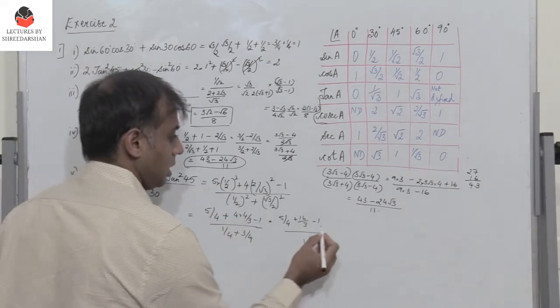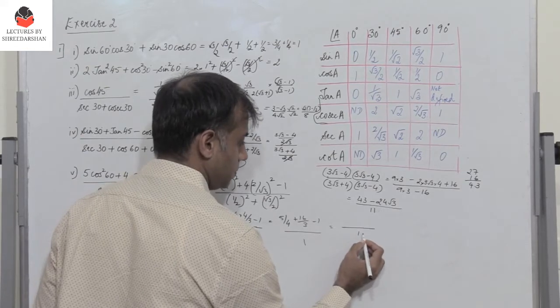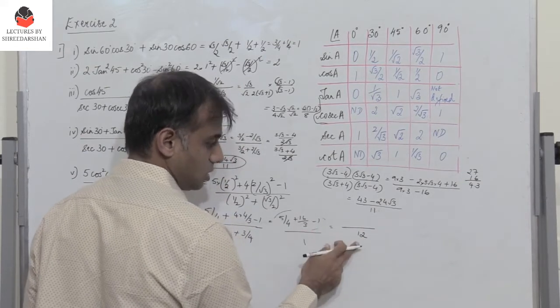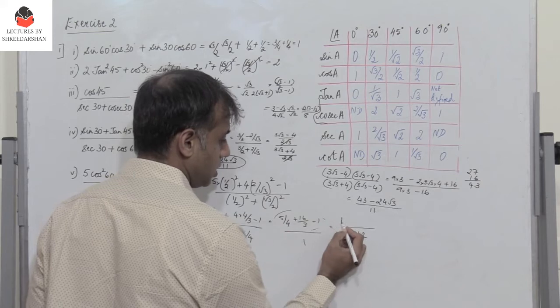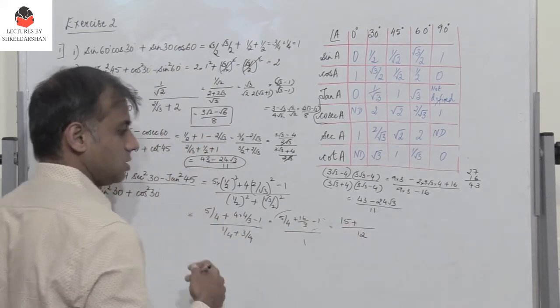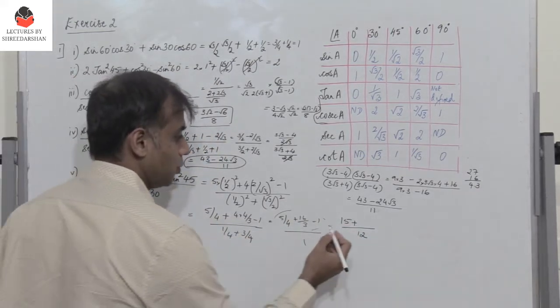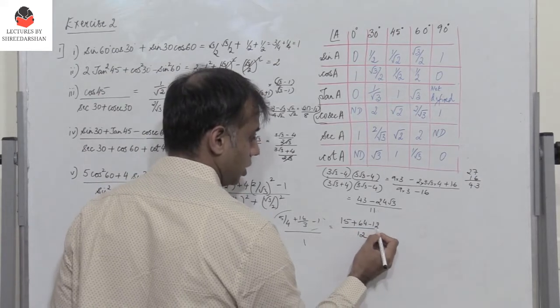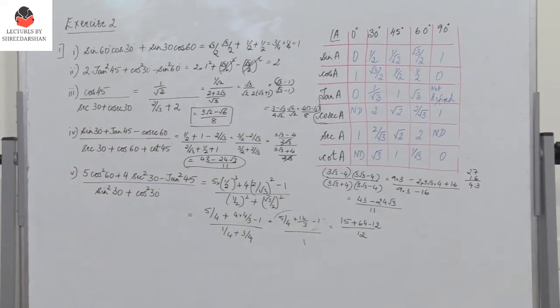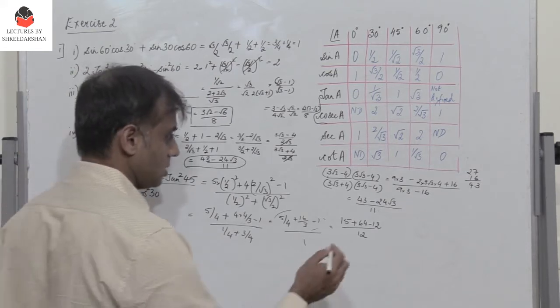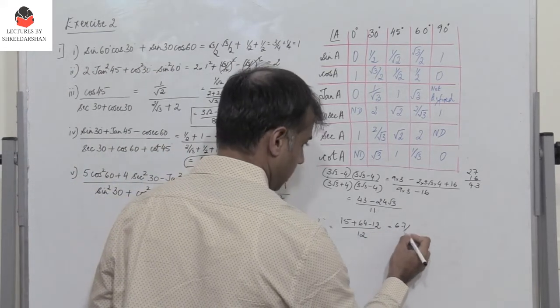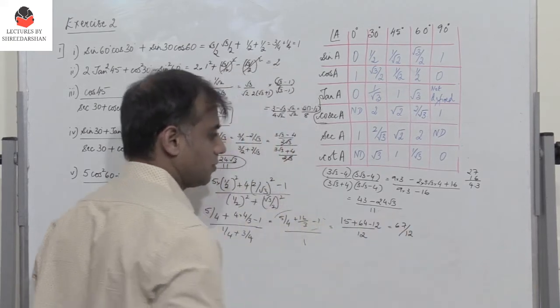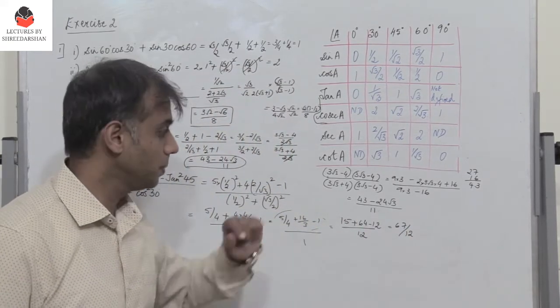So taking the LCM for the numerator, it is 12, right? So 5 into 3 is 15 plus 16 into 4 is 64 minus 12. So we get 15 plus 64 minus 12 divided by 12. So finally the answer we get is 67 by 12. So this is the final answer we get. Okay.